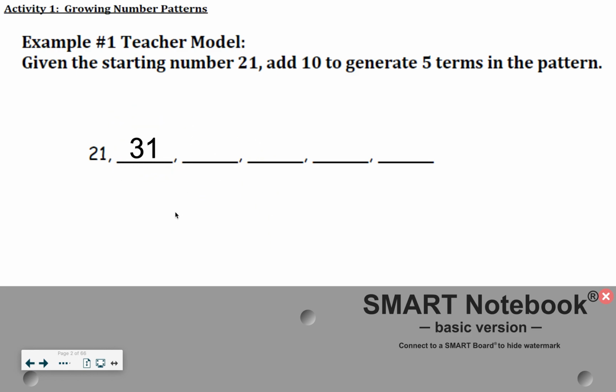31 plus 10 is 41. 41 plus 10 is 51. 51 plus 10 is 61. And 61 plus 10 is 71. All I did was begin with the number 21 because they told us our starting number, and then I kept adding 10 to create the next 5 terms in the pattern. You will be asked to do this on the quiz, so if you have any questions, make sure you ask.